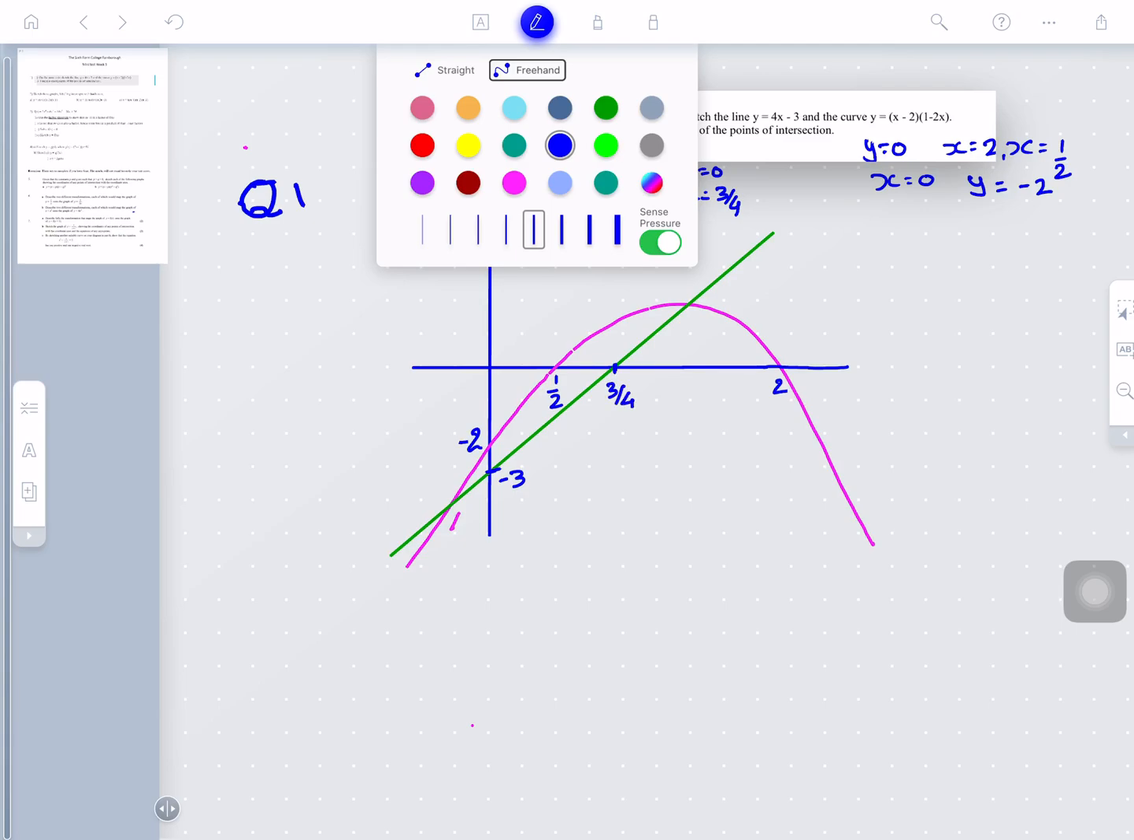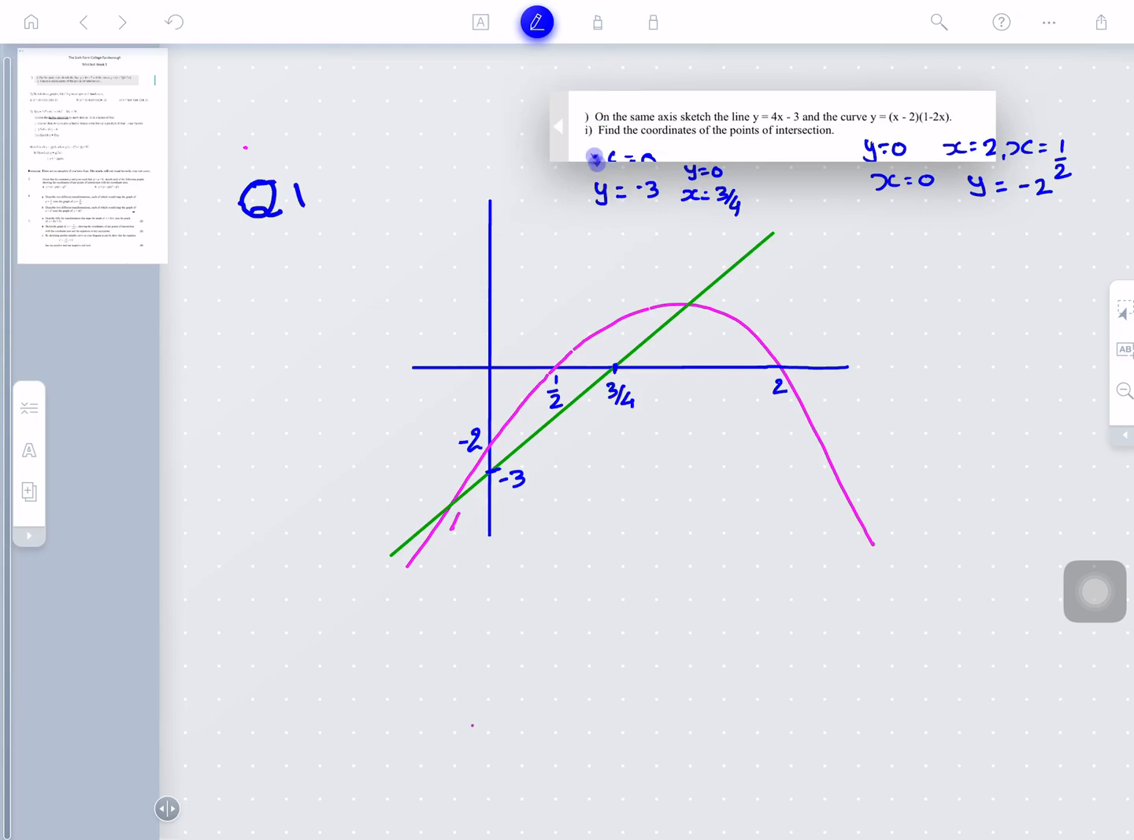Always, when they ask you to sketch the line or a graph, make sure you label the axes, the x-intercept and the y-intercept, to get it all correct. Okay, now this is part 1, and let's do part 2. We need to find the coordinates of the point of intersection. That means you need to work out where they intersect, and you have to solve it simultaneously.